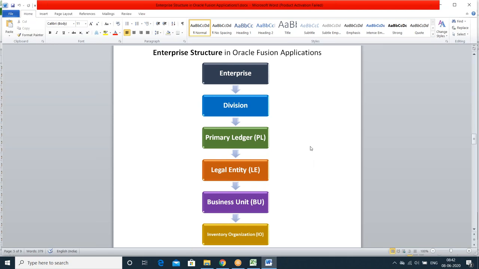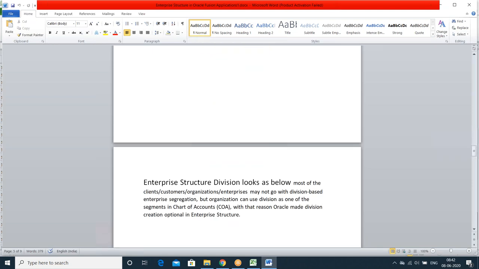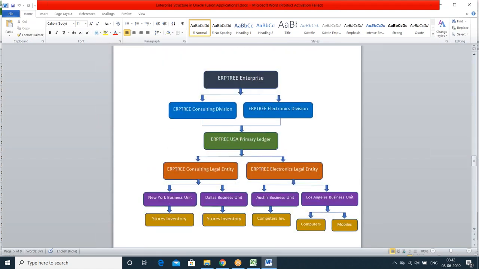This is the standard enterprise structure as per the Oracle Fusion application. If you are going to implement Fusion application for any client, the client may be in one country or multiple countries, and this hierarchy follows based on the setups we do. Division is optional, but let's look at where we can use the division concept. Here I have a slide which talks about division and everything.